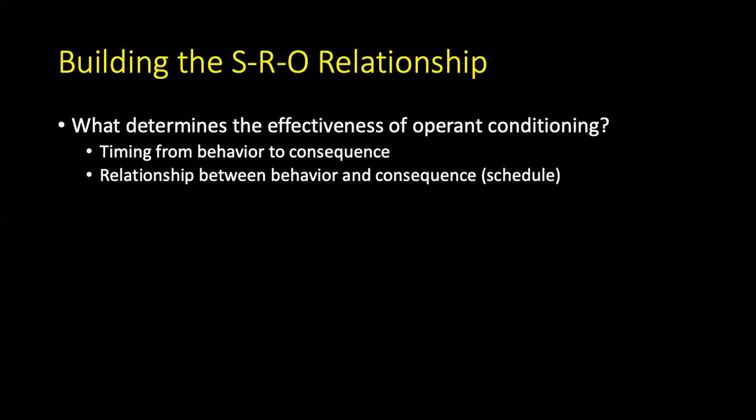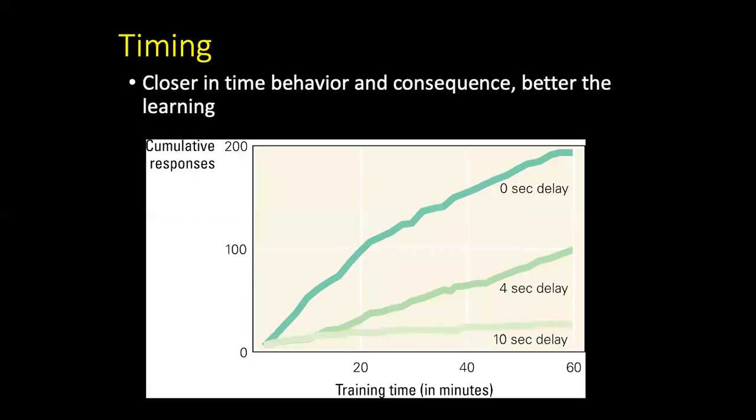What I want to focus on, again, assuming that you've read and understand the basics, is what helps determine how effective an operant conditioning training paradigm is going to be. And just like we talked about with classical conditioning, timing and schedule is really important for how effective that's going to be. So the closer in time the behavior is to the consequence.